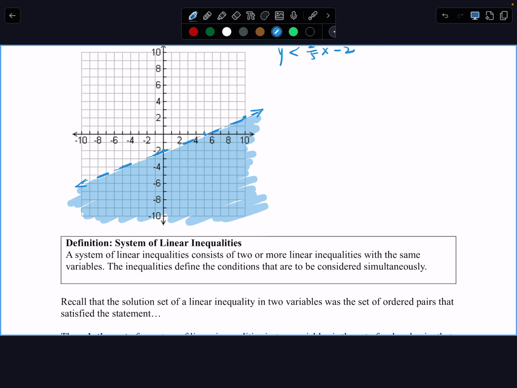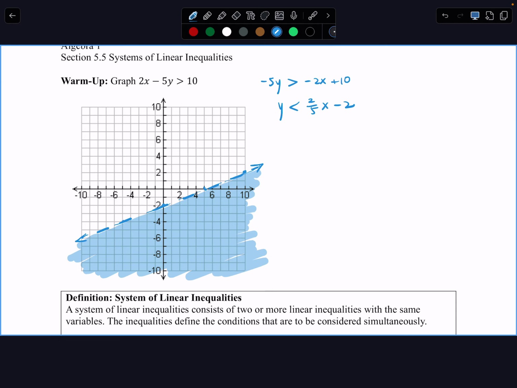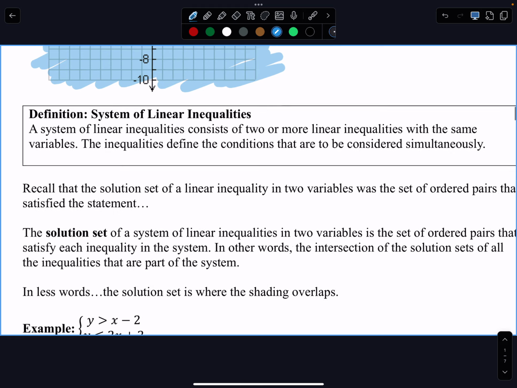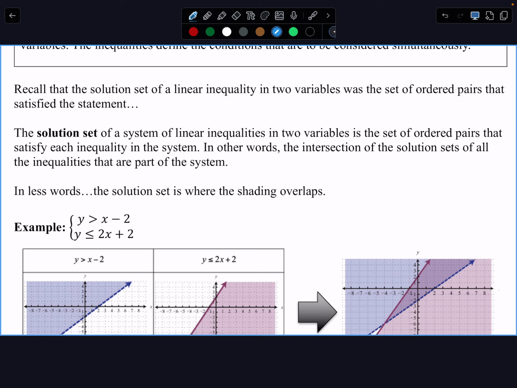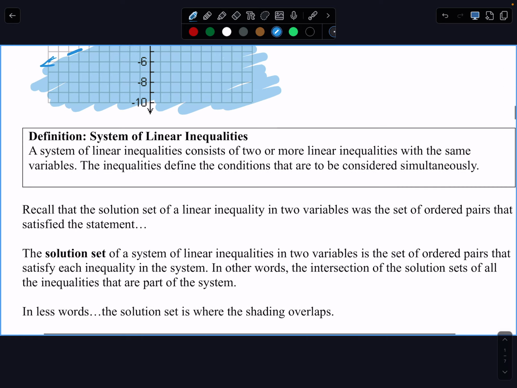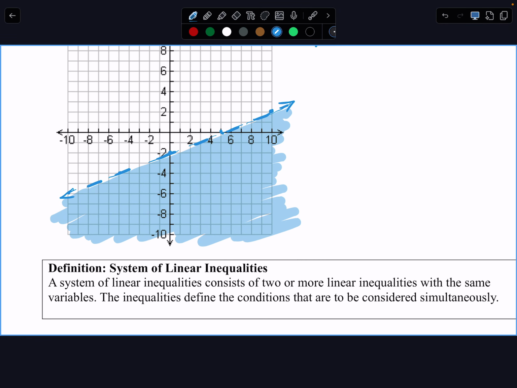We're just dealing with multiple linear inequalities at one time to create a system of linear inequalities in two variables. So you're considering the solution sets to a linear inequality in two variables at the same time as you're considering the solution sets to all of the other linear inequalities in the system. And remember, the solution set to a linear inequality was a half plane with infinitely many points that would satisfy that inequality.